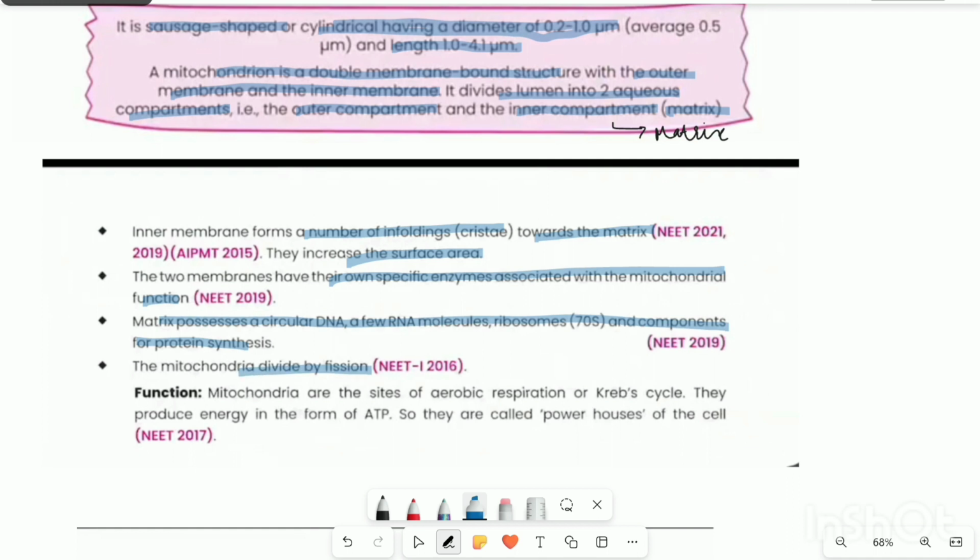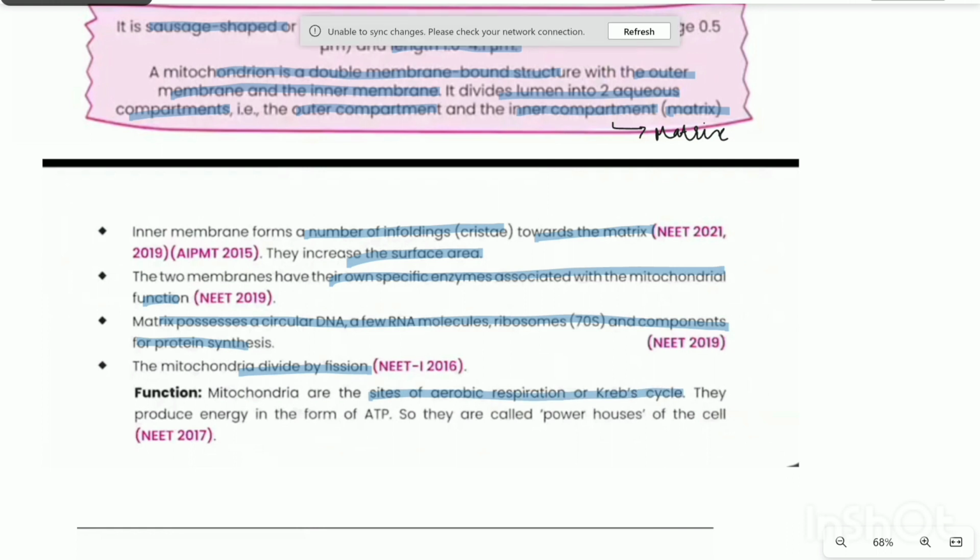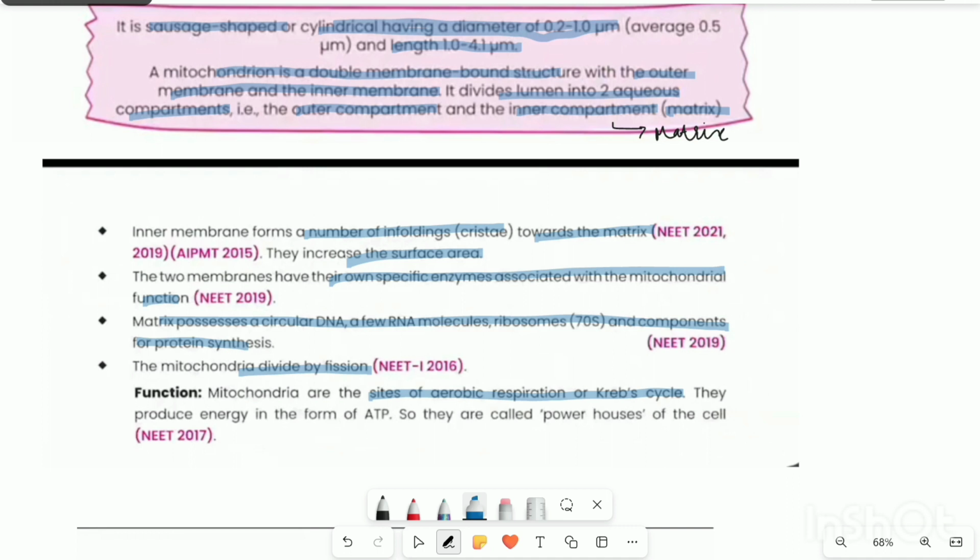क्या काम करता है mitochondria? It is the site of aerobic respiration or Krebs cycle. This Krebs cycle we will discuss in our further video when we will discuss respiration in plants. And they produce energy in the form of ATP. That's why we call mitochondria the powerhouse of the cell.